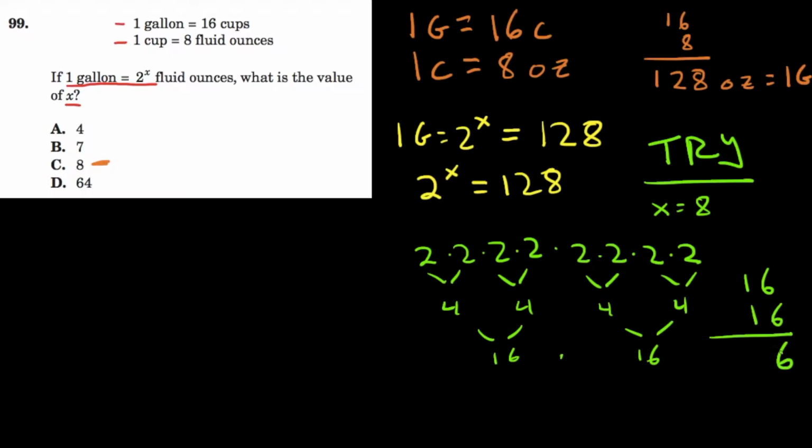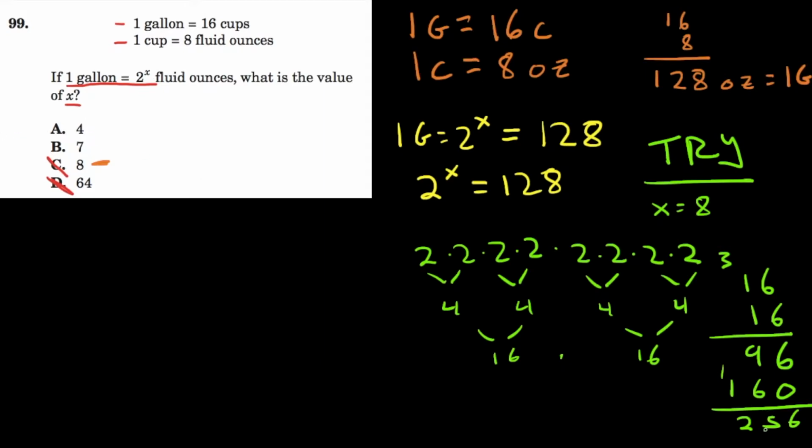Well, I already know it's not because it's ending in a 6. But is it too big or too small? Let's find out. Too big! It's too big. So that means we can eliminate 8 and 64. So now I would want to either try 4 or 7.